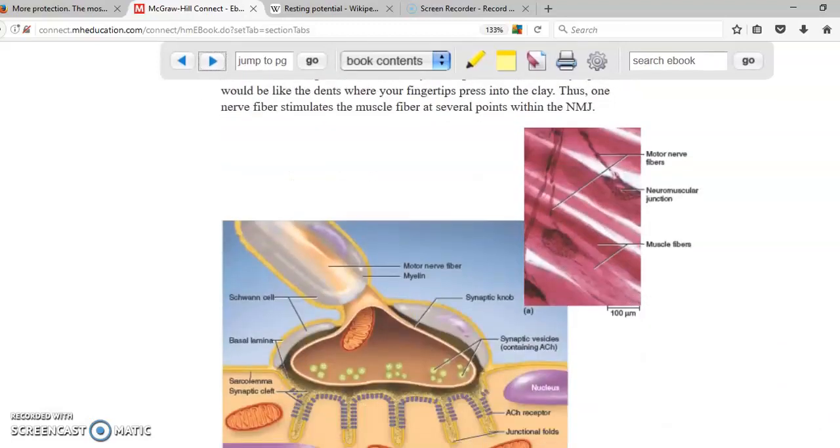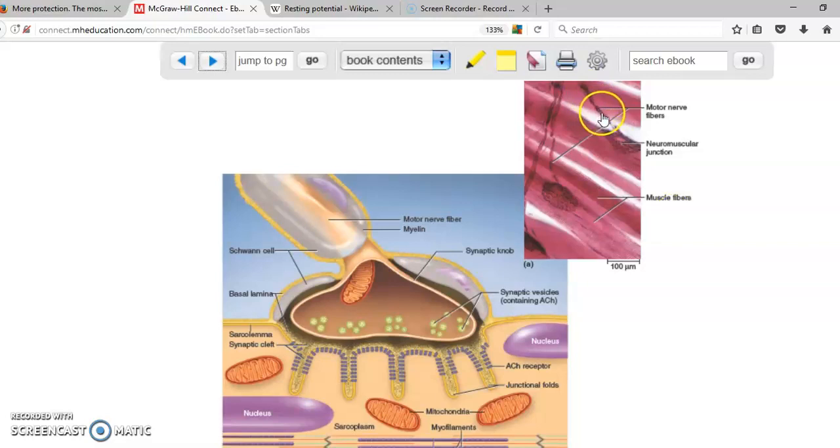You scroll down right here. Again, we have, what is this thing in black? The nerve. What is this thing in red? The muscle fiber. What is this area then? This is the neuromuscular junction.